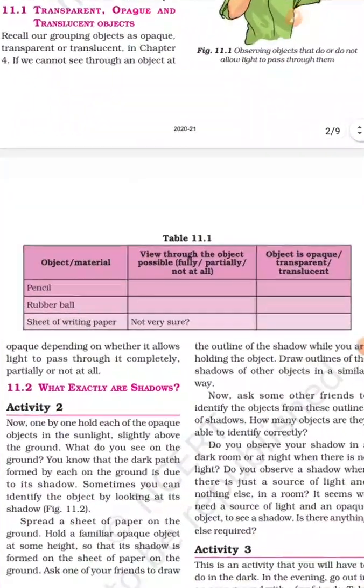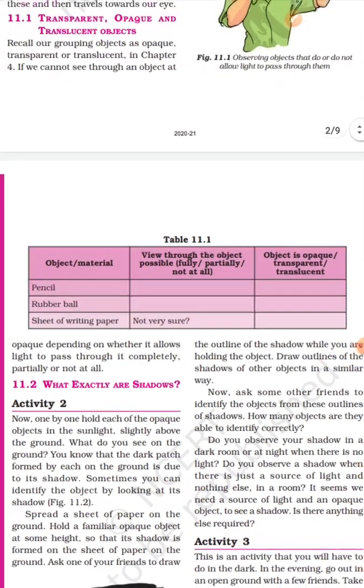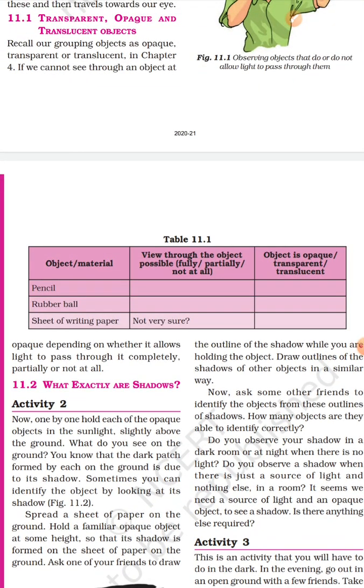Now in this Table 11.1 we are given objects and materials, so we have to fill this in. Is the view through the object possible: fully, partially, or not at all? Is the object opaque, transparent, or translucent? You have to write this. As it has given us a pencil, can we view through the object? What do you think? Fully, partially, not at all? The answer should be not at all. It means that the object is opaque.